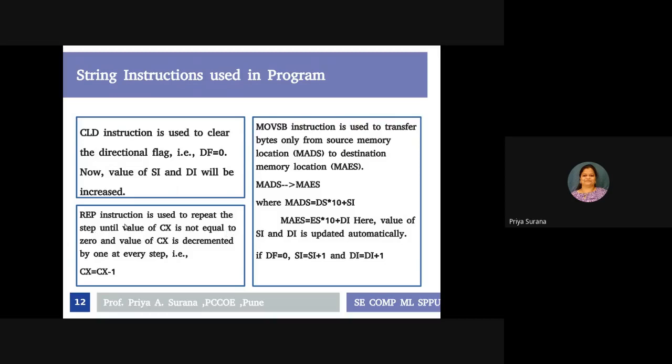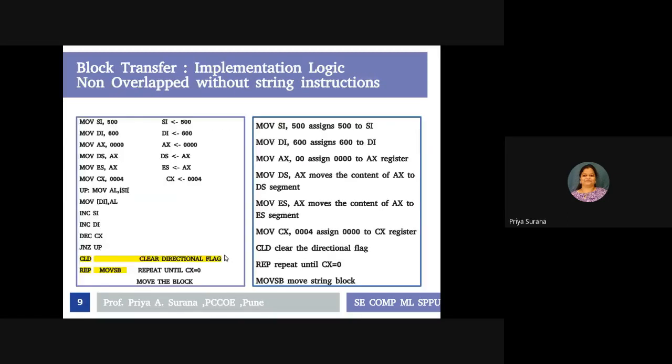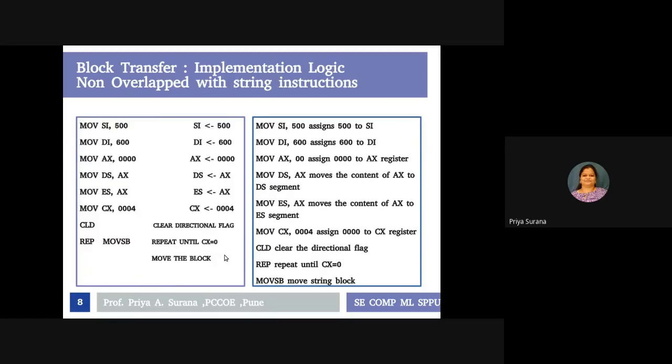So first iteration, second iteration. The value of CX is decremented by 1 at every step, that is CX equal to CX minus 1. The MOVSB instruction is used to transfer a byte only from the source memory location to the destination memory location. So if DF equal to 0, clear direction flag, SI is going to increment by 1, DI is going to increment by 1. Again coming to this point, that is non-overlap with string instruction, what we just discussed.